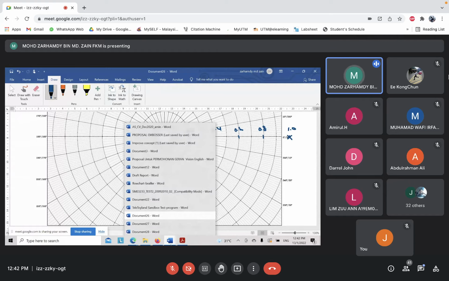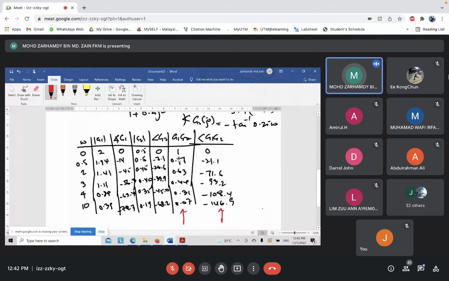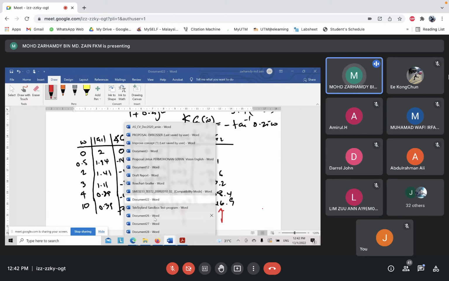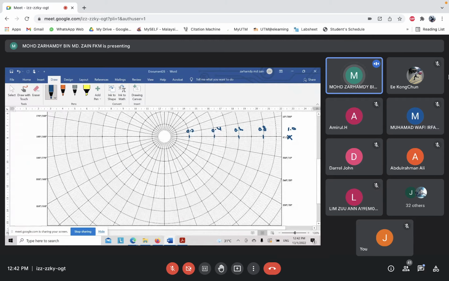Okay, next. We have 0.97 and our angle is negative 21.1. So 0.97 is somewhere here, but the angle is negative 21.1. 21.1 is somewhere here, let's say here. Alright. Be careful here. Be careful when you mark.